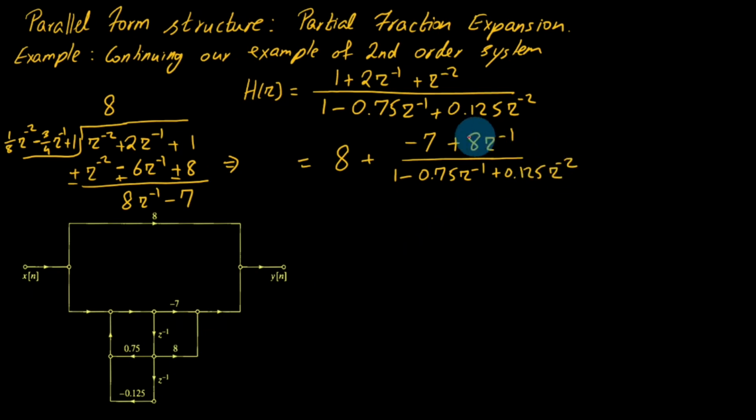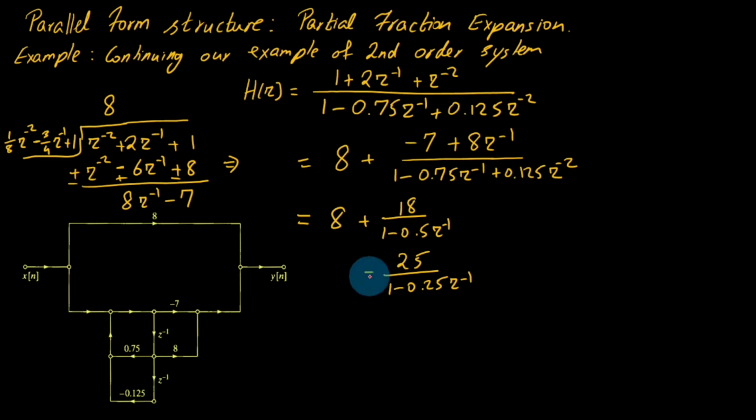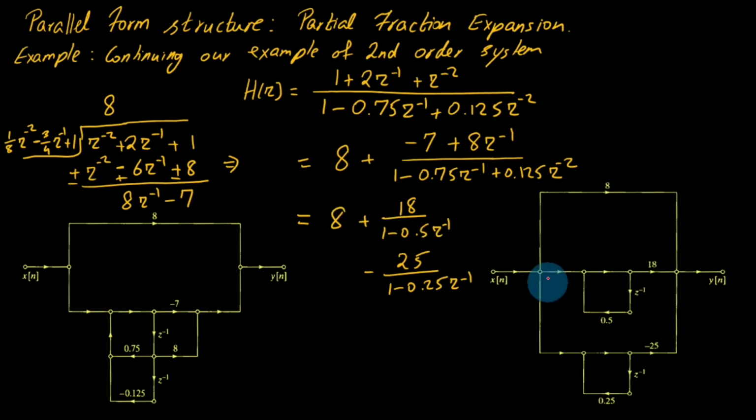Also note that we can further break this down into partial fraction expansion, and for that we have 8 plus 18 over 1 minus 0.5 z inverse coming from here, and then minus 25 over 1 minus 0.25 z inverse. And for that now we have only first order parallel forms, and they are expressed over here. So 8 is the first path, the second is over here, a gain of 18, and then the pole structure, which is z inverse. There was a minus here, so plus 0.5, and then the gain of minus 25 over here, z inverse plus 0.25. Now let us move towards the general discussion of parallel form structures.